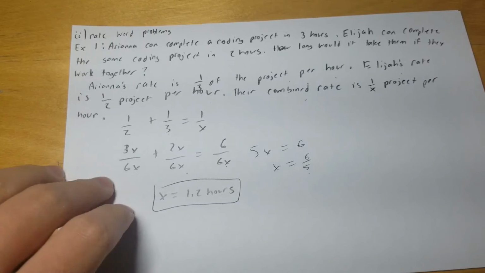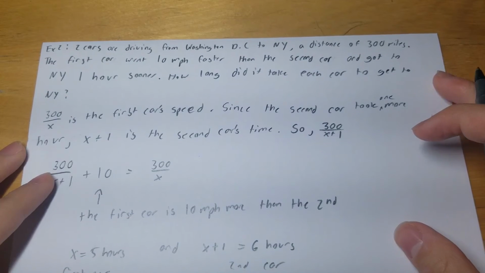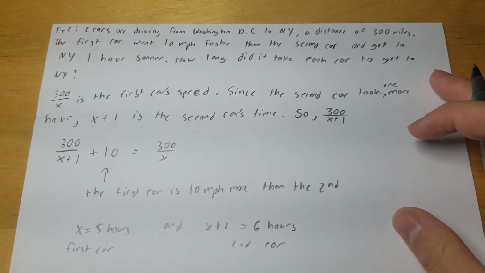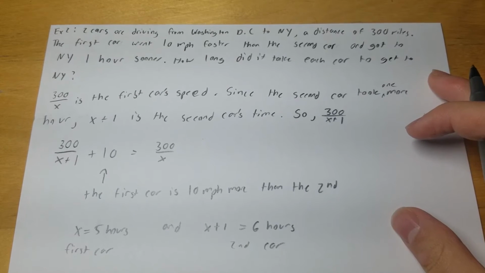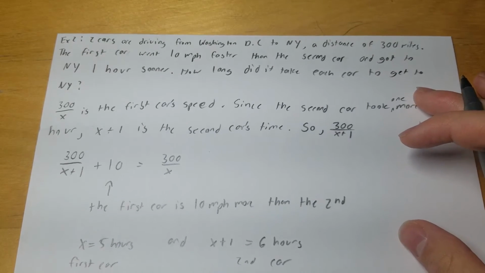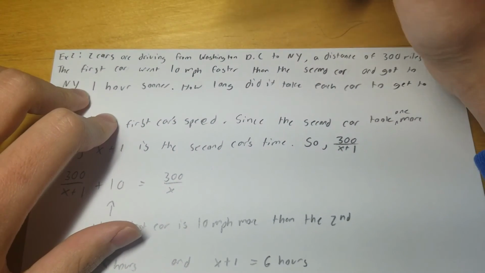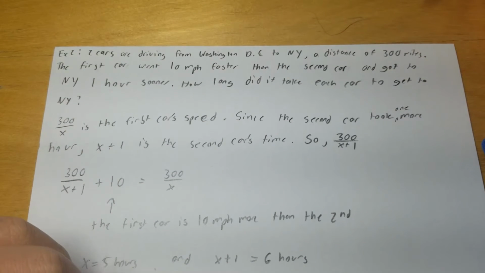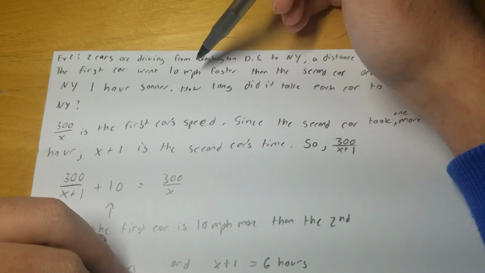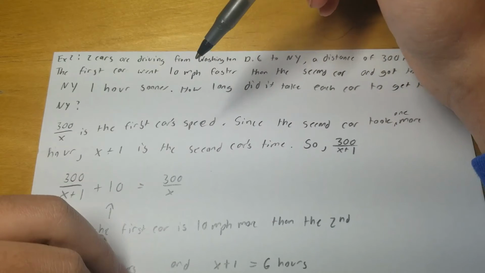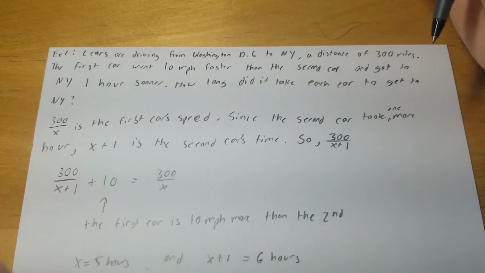And then next, we'll be looking at another type of rate word problem. This is a little bit more complex. It requires a little bit more thinking, but it's fundamentally the same. So let's get started. Two cars are driving from Washington, D.C. to New York, which is a distance of 300 miles. The first car went 10 miles per hour faster than the second car and got to New York 1 hour sooner. How long did it take each car to get to New York?